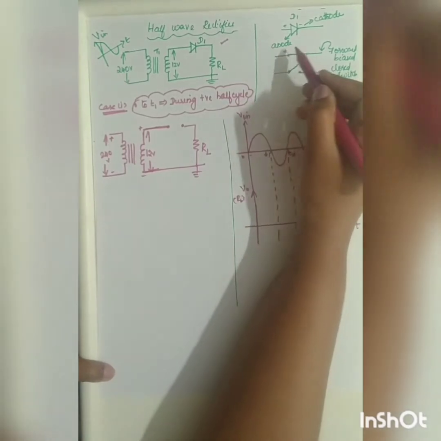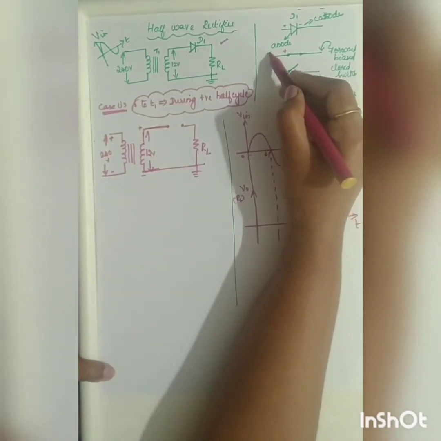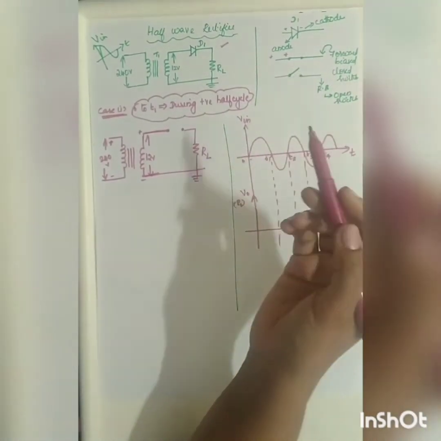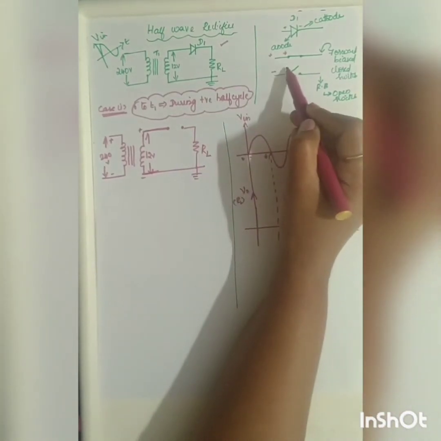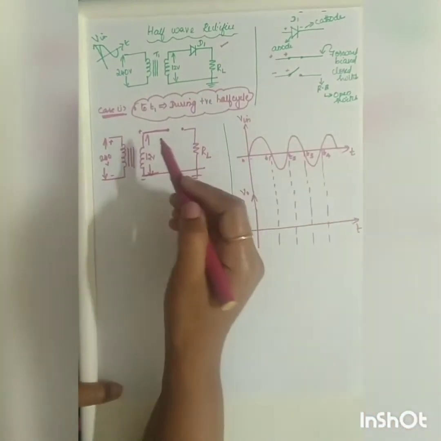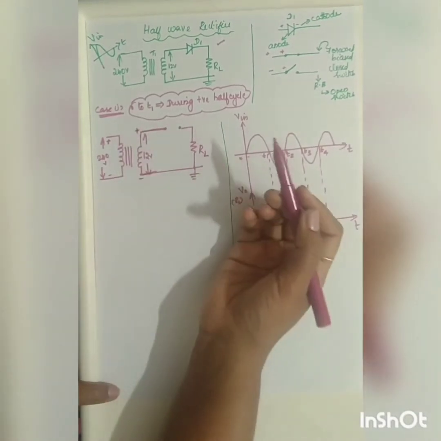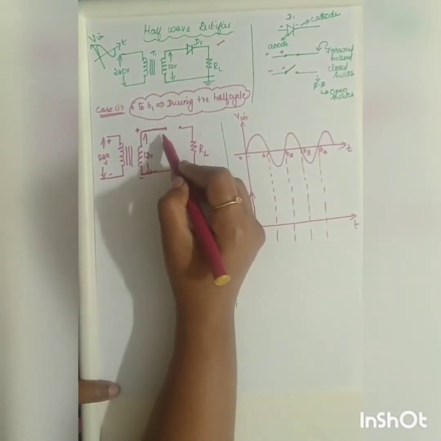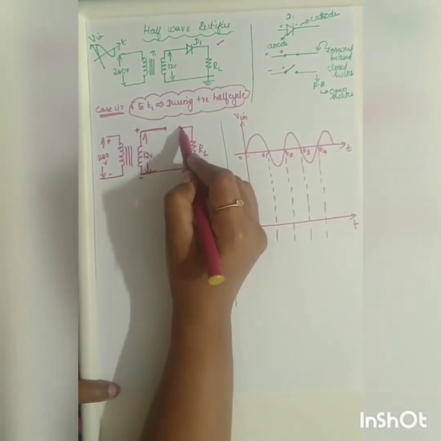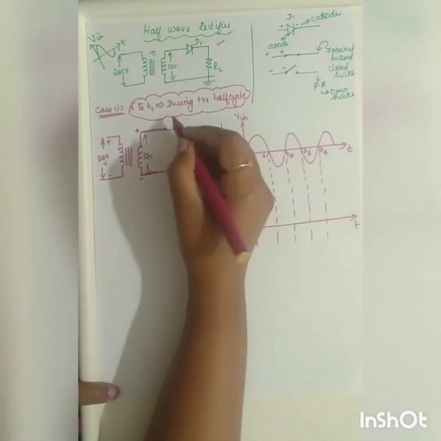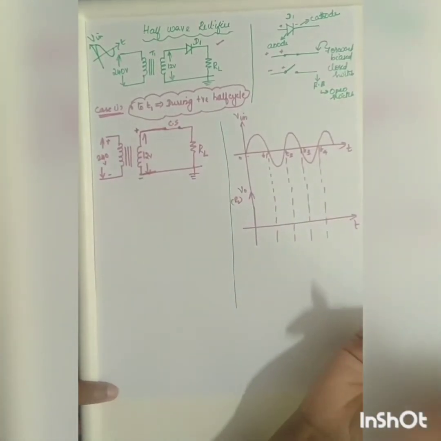So forward bias means positive and positive. If you have positive and positive, it will be forward biased. If you have negative and positive, then it will be reverse biased. So in this case, your input is positive, and your diode here is the anode, so it will be forward biased. It will act as a closed switch.